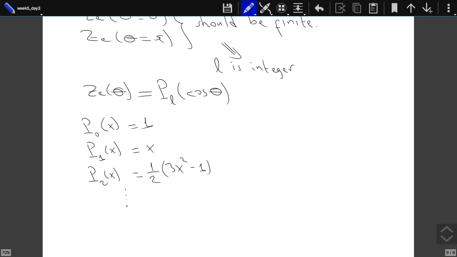For us, the important thing will be this. P_L of x, P_L prime of x, if we integrate them from minus 1 to 1, it's equal to Kronecker delta. So if you multiply two different ones and integrate them from minus 1 to 1, they give me 0.